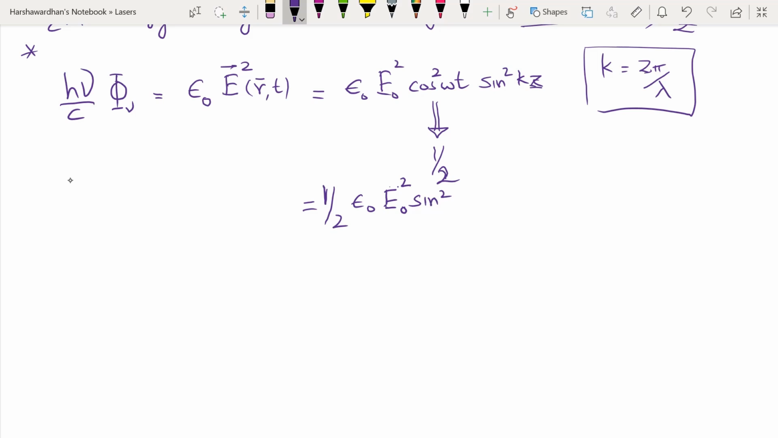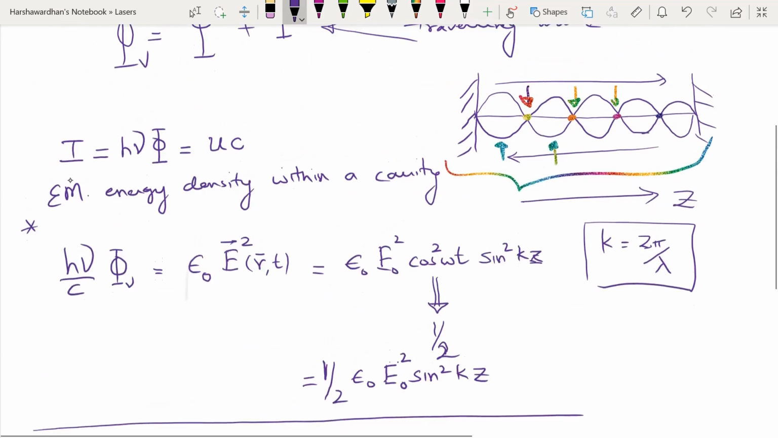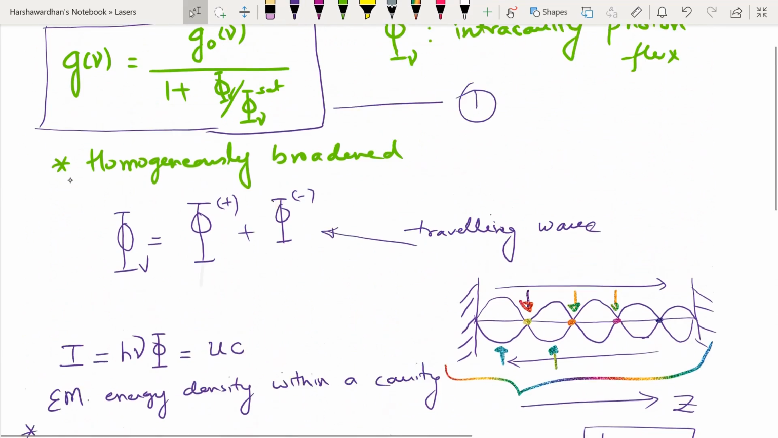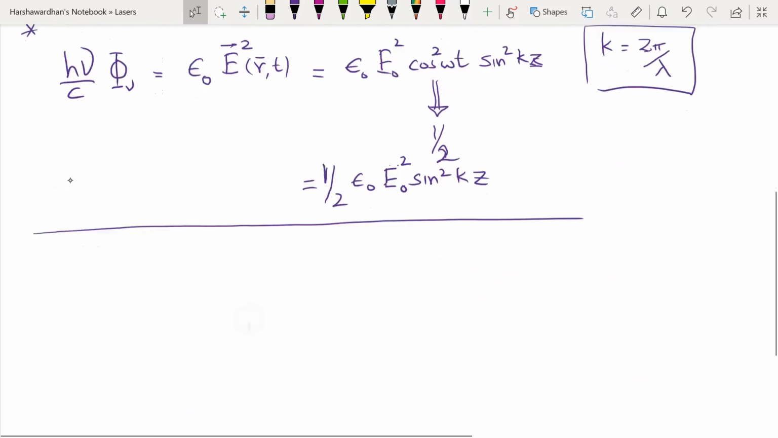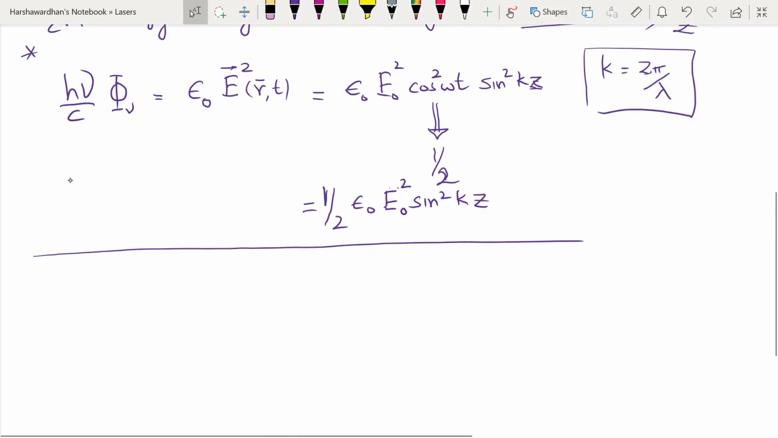Now let's look at it a little carefully because I want to still think of it in terms of right propagating and left propagating fields. So I write down the following, that my E is traveling in positive and negative z direction, as I said, is simply E naught.